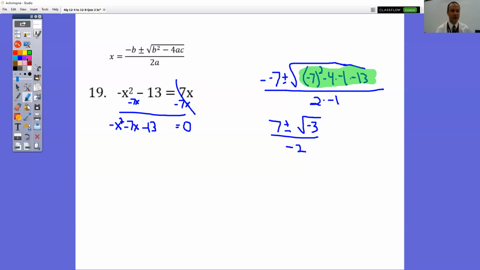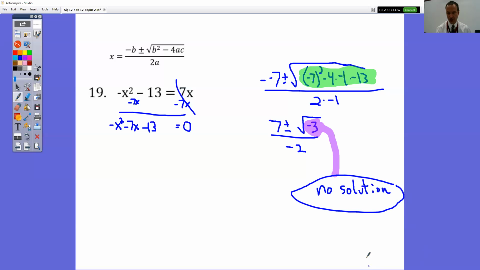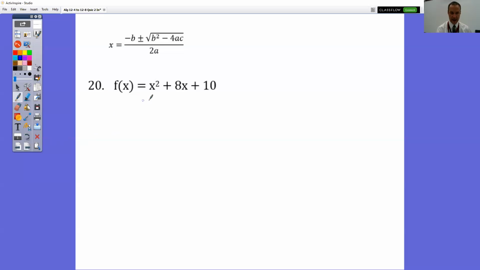That -3 should set off all sorts of bells and whistles for you. All right, that -3 means that that is an imaginary number. You cannot take the square root of a negative number. Therefore, this one is no solution. All right, that's what you actually type, is no solution when you have the square root of a negative number, because it's imaginary. You can't do that. That is no solution. Here is the next one.